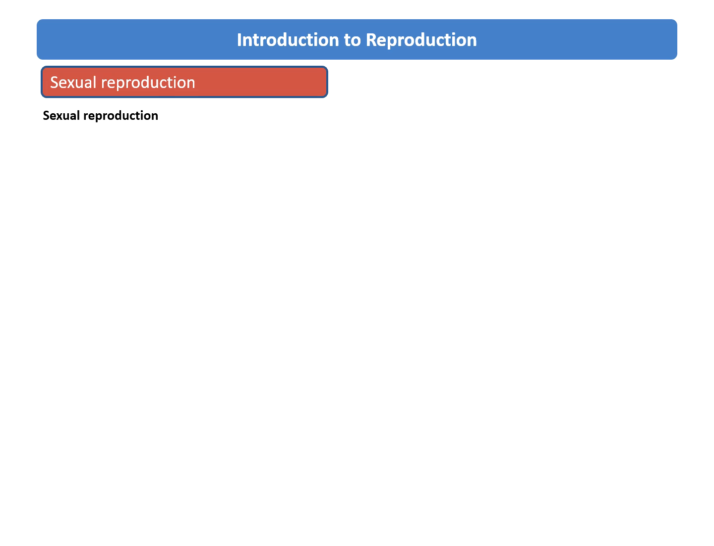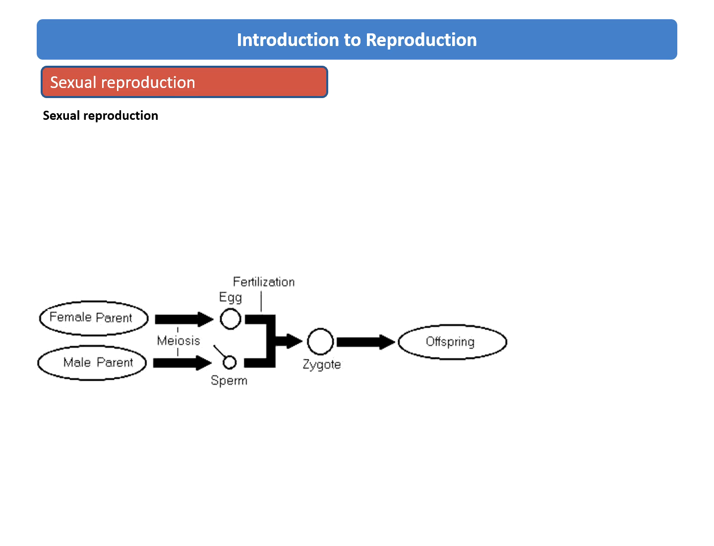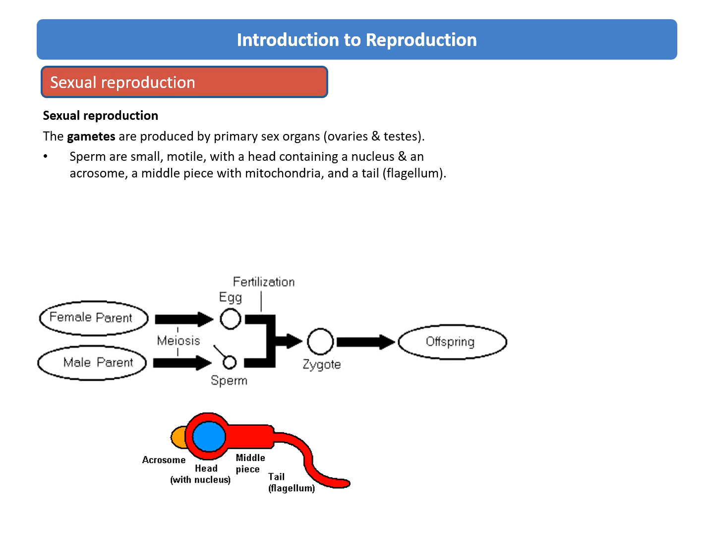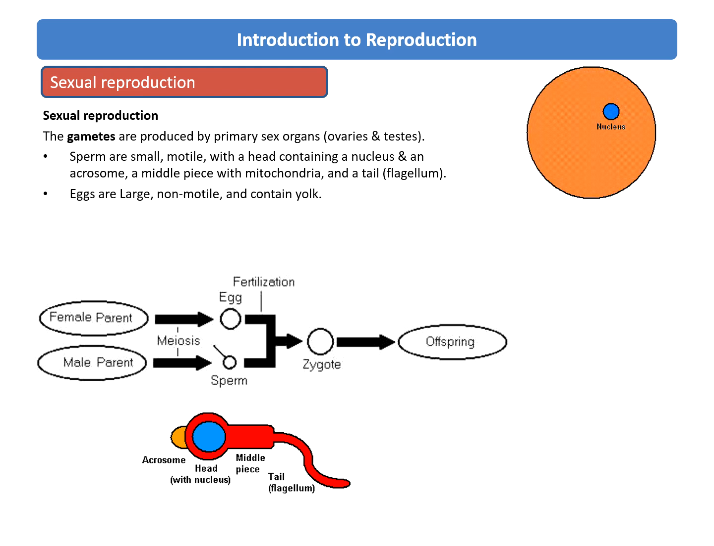Let's look at sexual reproduction once again. Gametes are produced by primary sex organs, the ovaries and testes. Sperm are small, motile, with a head containing the nucleus, an acrosome, a middle piece with mitochondria, and a tail, flagellum. The tail is for locomotion. The middle piece with the mitochondria supplies energy, and of course the head has the nucleus in it.